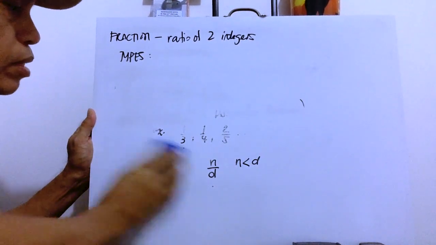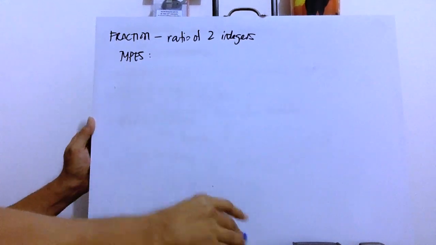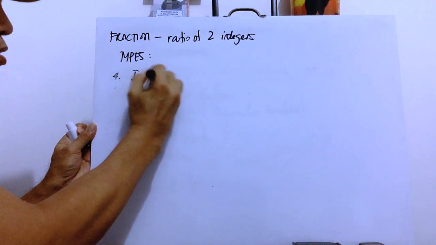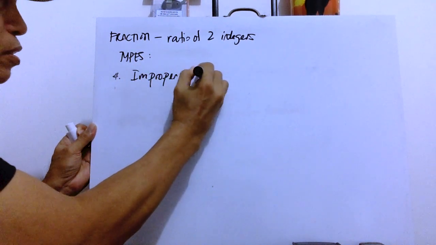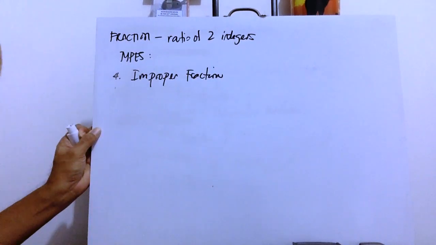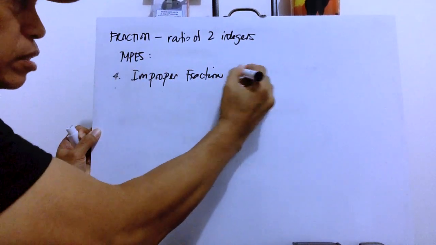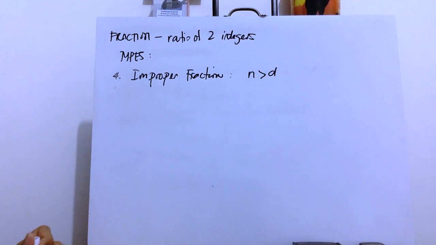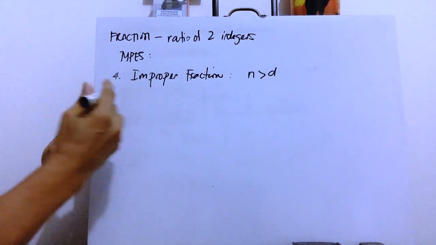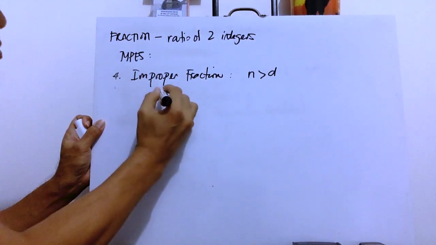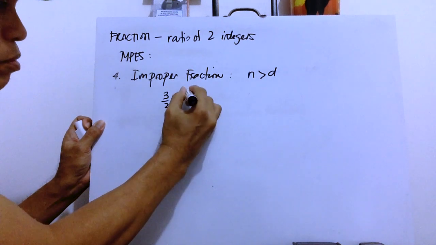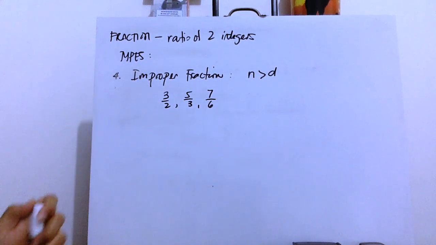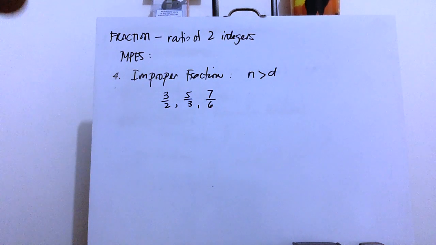Now, aside from proper fractions, we have improper fractions. That's the fourth type, actually. Okay? Now, for improper fraction, the numerator now is greater than the denominator. All right? So, 3 over 2, 5 over 3, 7 over 6. These are examples of improper fraction.